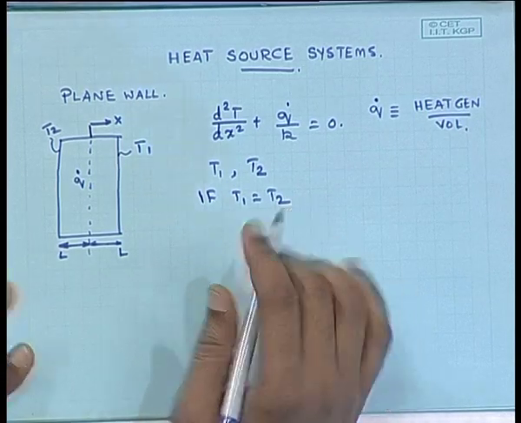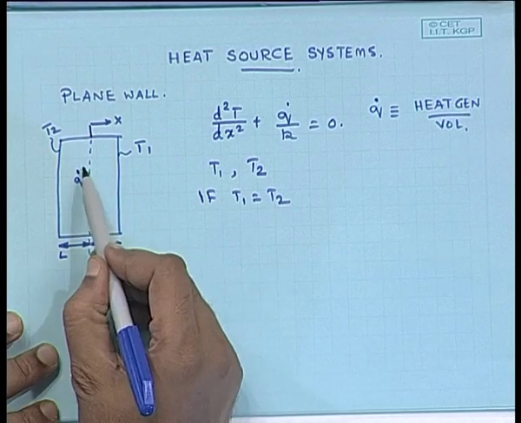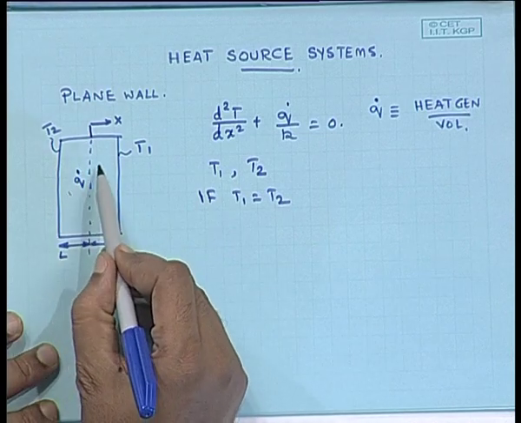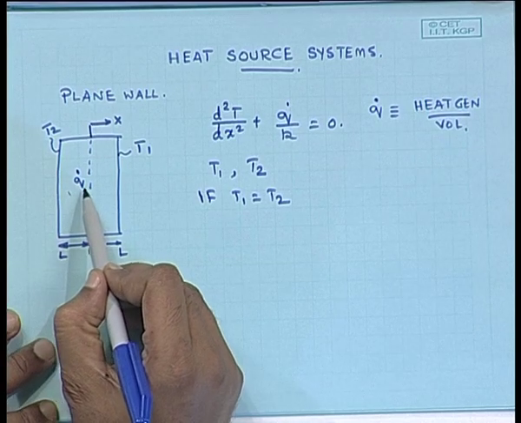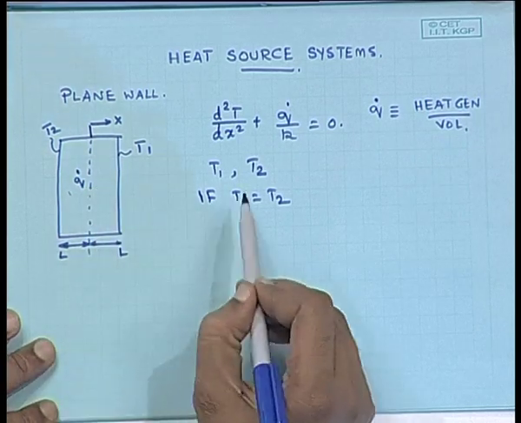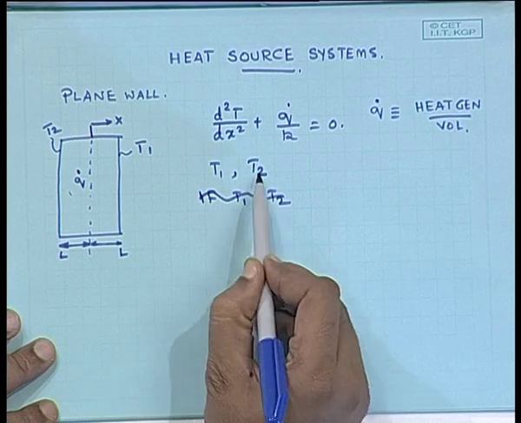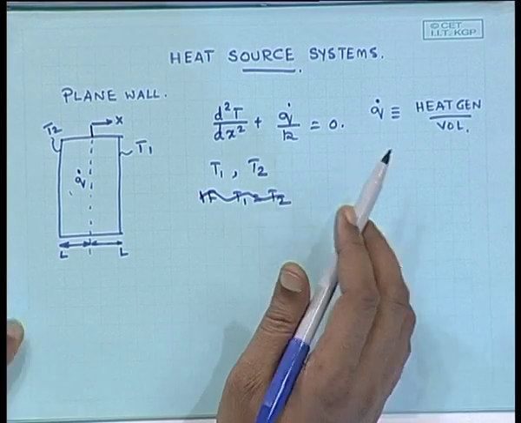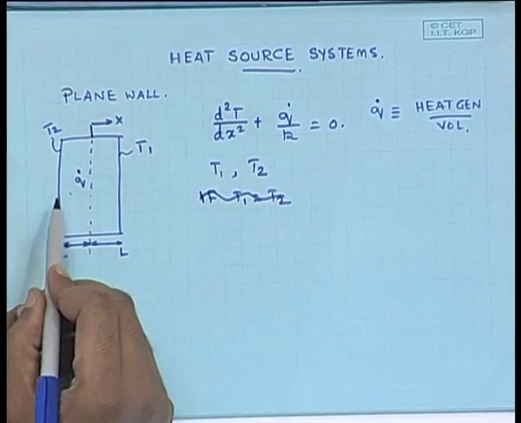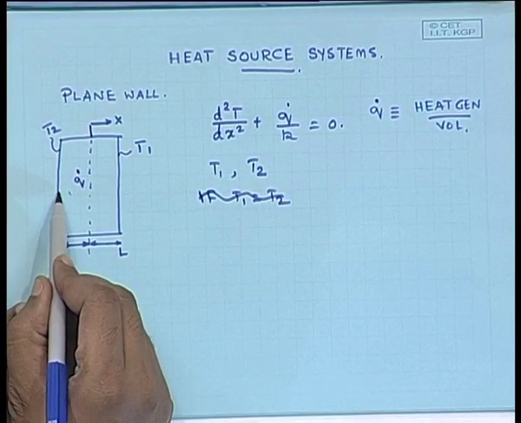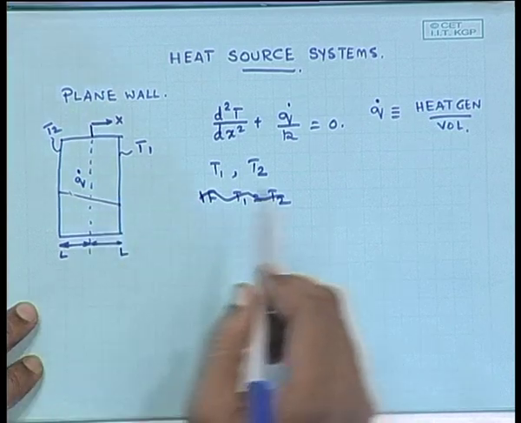Let me rephrase my question. Suppose you switch off this q dot, you switch off the heat generation part in the plane wall. T1 and T2 are known to you. What kind of a profile would you get? Linear profile. So, let us say T2 is greater than T1. So, you get some sort of a profile like this.